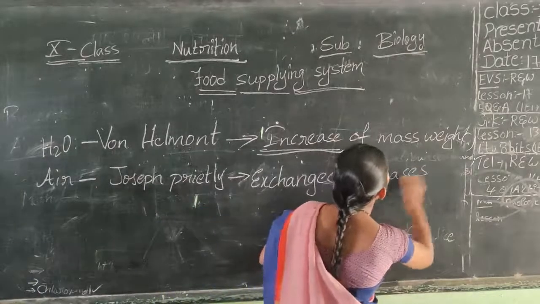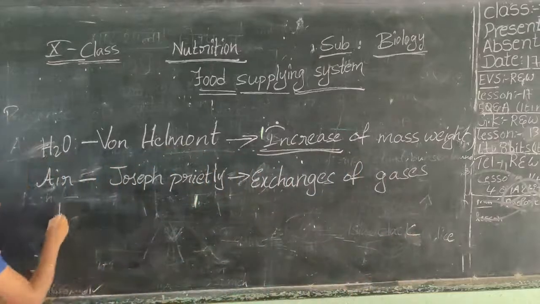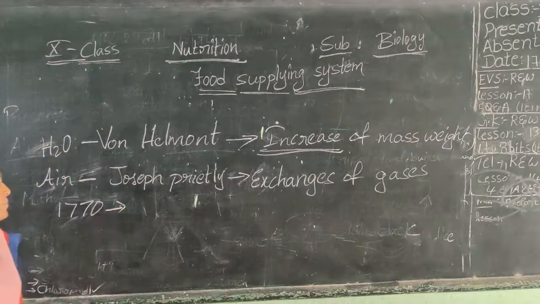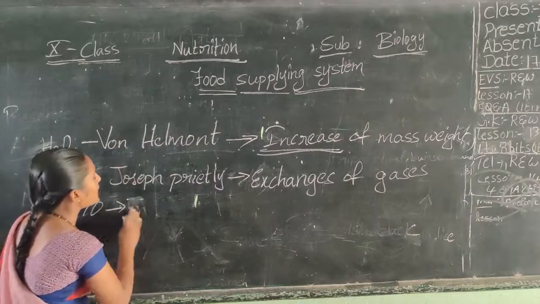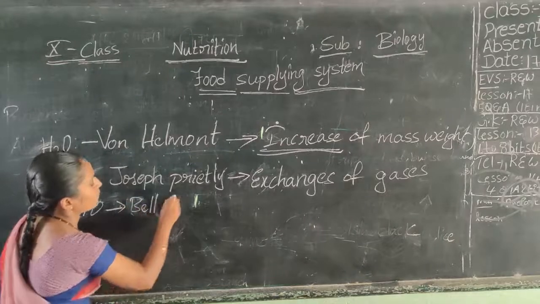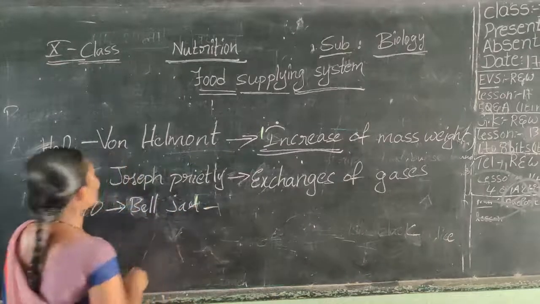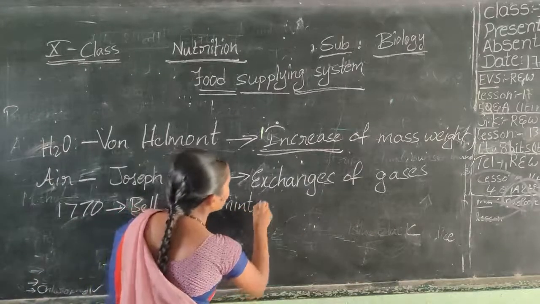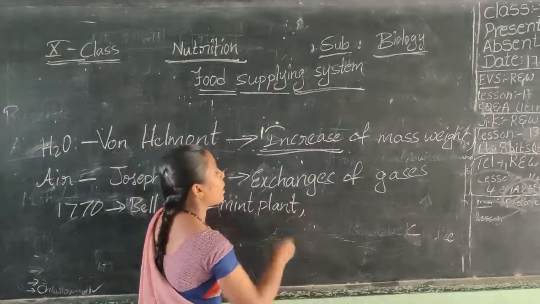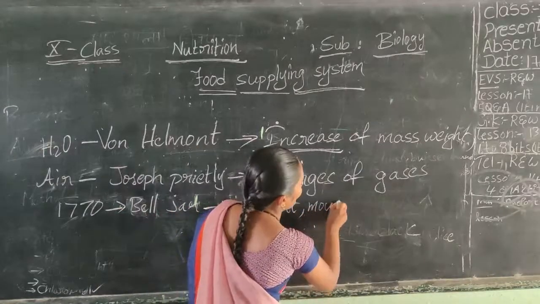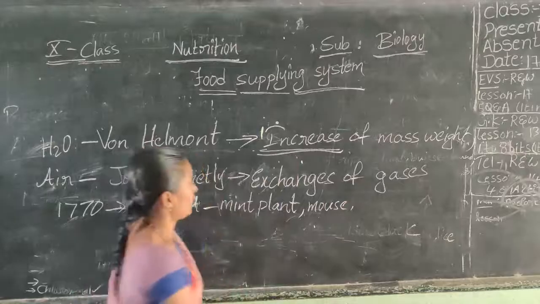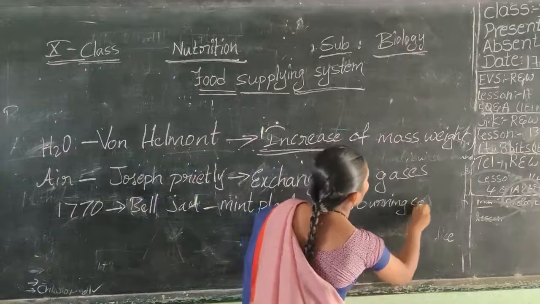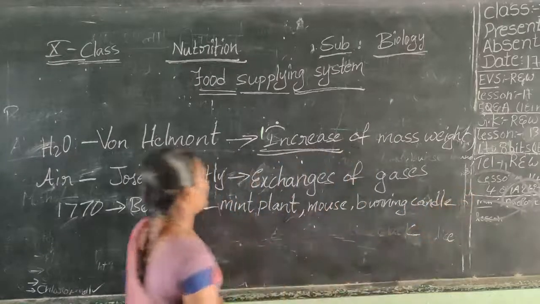He conducted a series of experiments, and in the year 1770 he conducted this experiment, the bell jar experiment. What is that experiment? Bell jar experiment. Here he took one mint plant, then a mouse, then a burning candle.